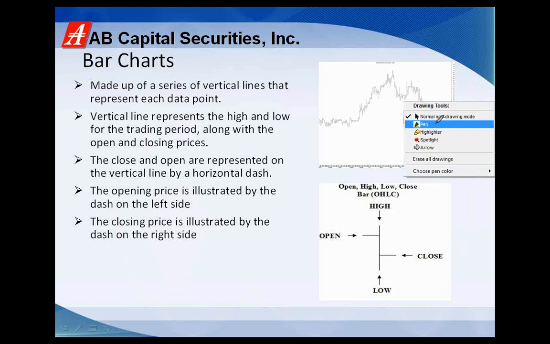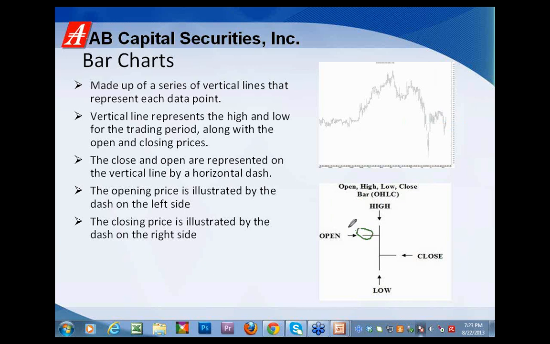The open and closing price is represented by a horizontal dash. The horizontal dash on the left side would reflect the opening price, while the one on the right side would show the closing price for the day. Now, the high and low price for the day would be shown in the extreme top portion of the bar. I'm talking about the high for the day, while the lowest price for the day would be shown on the bottom portion of the bar. Now, this is a little bit more visual than the line chart.